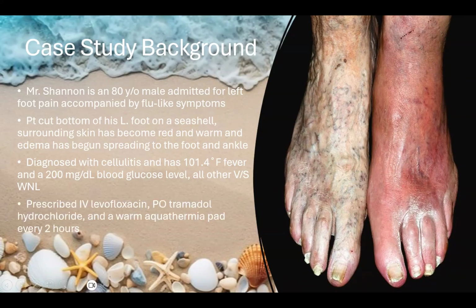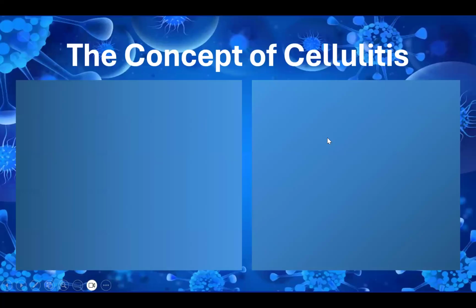All other vital signs for Mr. Shannon were within normal limits. He was prescribed IV levofloxacin, tramadol hydrochloride, and a warm aquathermia pad every 2 hours for 20 minutes at a time. The concept of cellulitis.